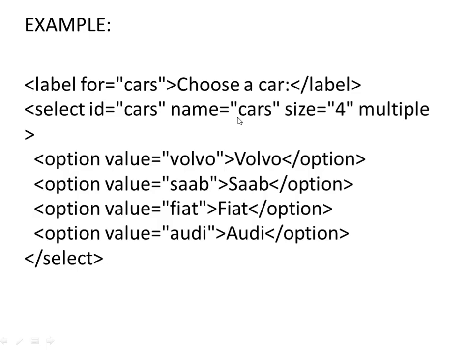So size equal to 4. So we are going to give 4 multiple options here. So option value equal to Volvo. That is the first option is Volvo, second option is SAP, third option is Fiat, and then the fourth option is Audi. From this we will be selecting the option of our choice.